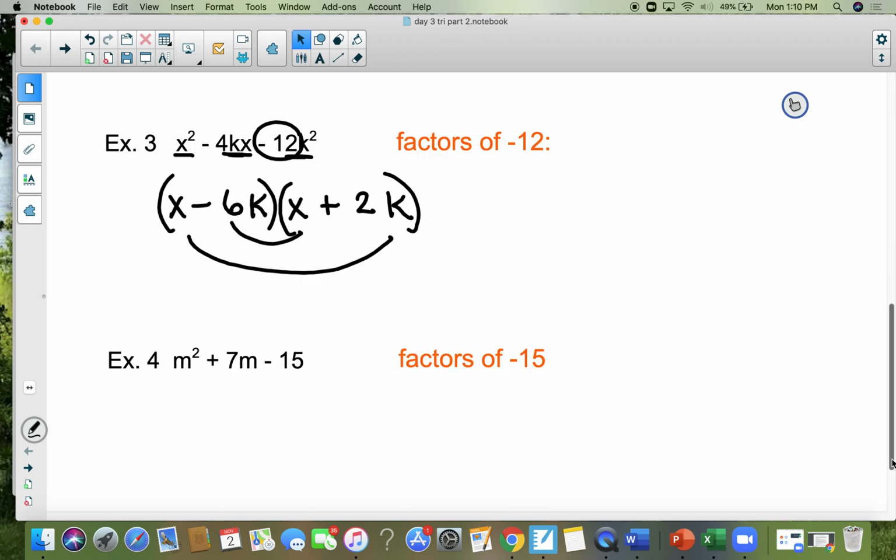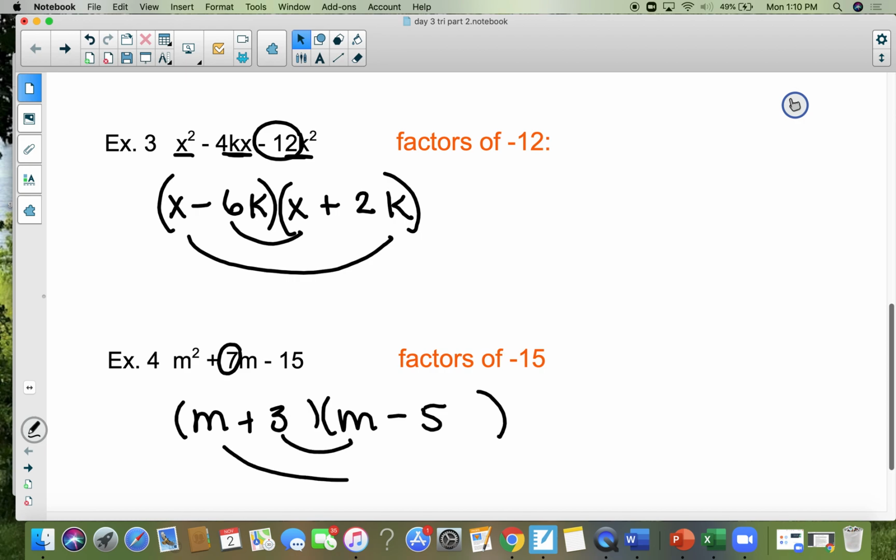The next one, M and an M. I know my signs have to be positive or negative, and I need to get 7 in the middle, so I'm going to try 1 and 15. That gives us 14, so that doesn't work, and the only other factors are 3 and 5. That doesn't work either. That gives us a -2. So this is prime. It does not work.